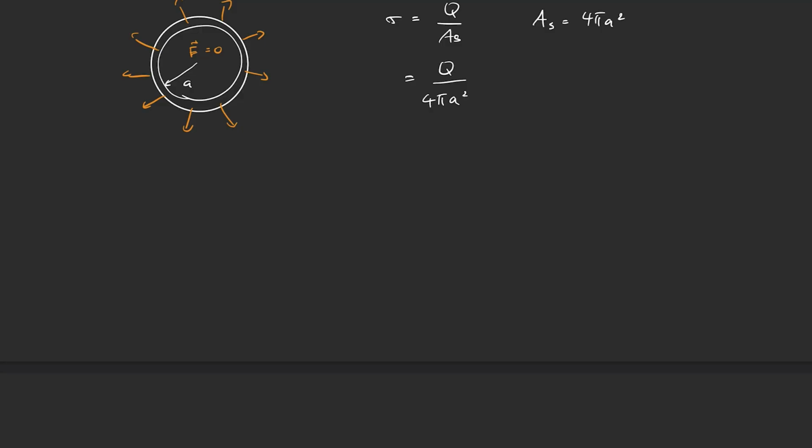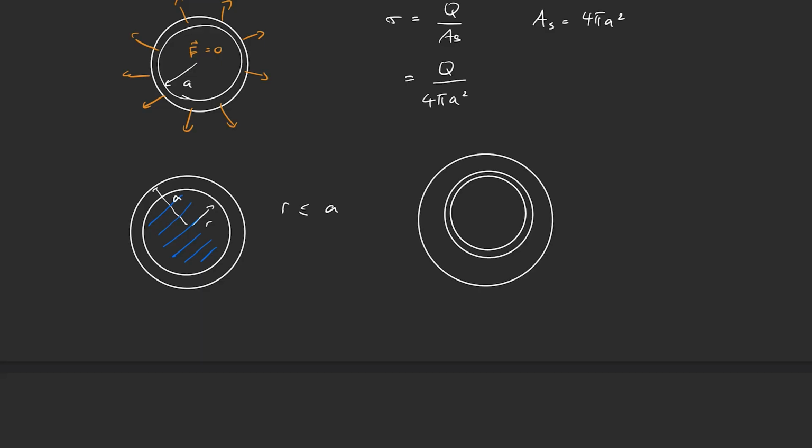So in this question, we actually have to set up two Gaussian surfaces. So firstly, we have to do some casework. Our first case is like this, where we have a Gaussian surface inside the shell, denoted by this blue surface, and it has a radius r, so r is less than or equal to a. Now this is our spherical shell with radius a again, and our Gaussian surface has a radius r larger than a.